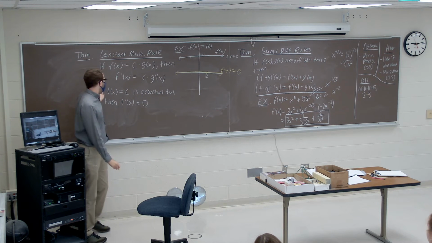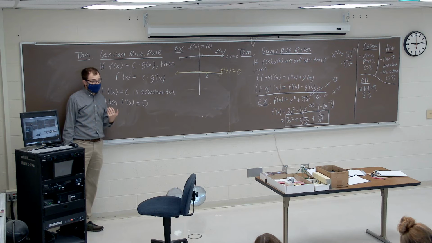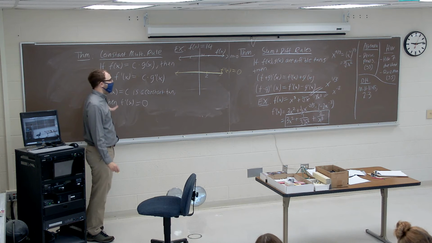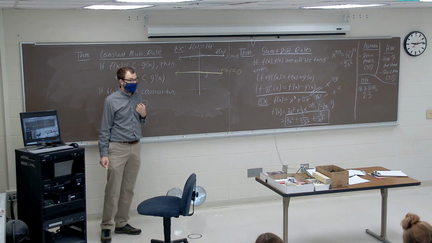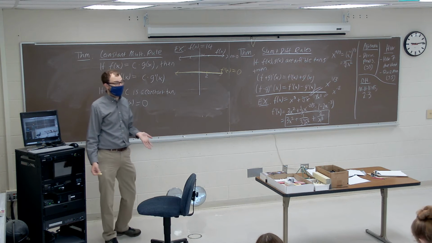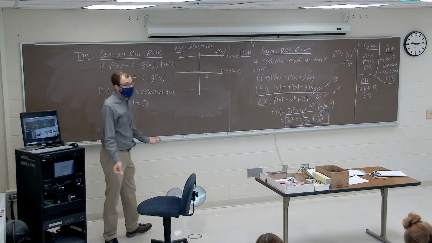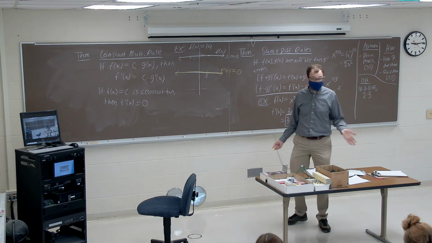So that gives us some indication of why it is the case that if we have our f of x equal to some constant function that doesn't change, then the derivative is always going to be 0. If you have something that never changes, then the instantaneous rate of change of that function is just going to be 0. There is no change, therefore the rate of change is 0.